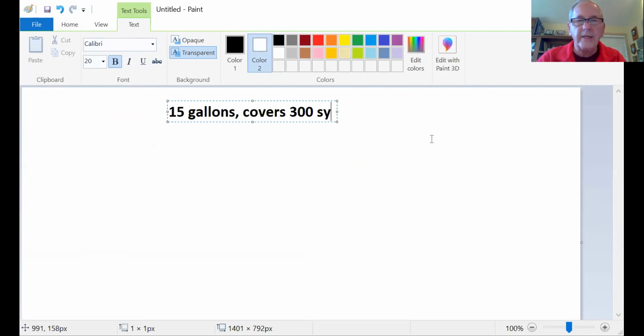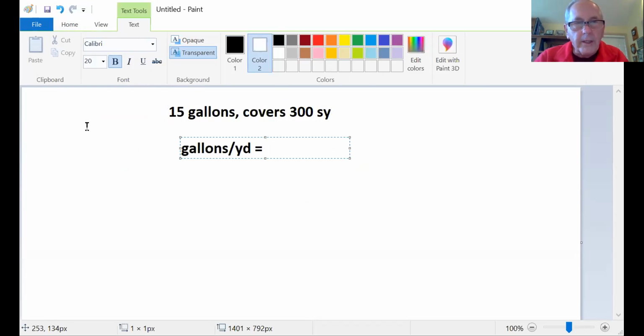And I just asked, how many gallons does it take to cover 1 yard? So it's per 1 yard. So I want the answer in gallons per yard, right? That's what I'm looking for. Well, I know my number of gallons. I know my number of square yards. So it's just 15 gallons divided by 300 square yards. Right? It's really as simple as that.